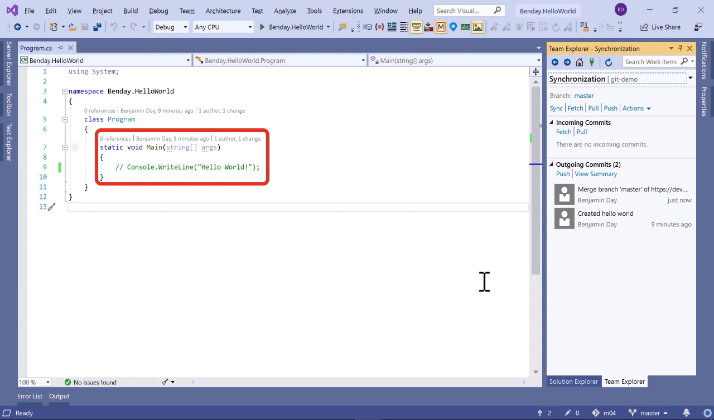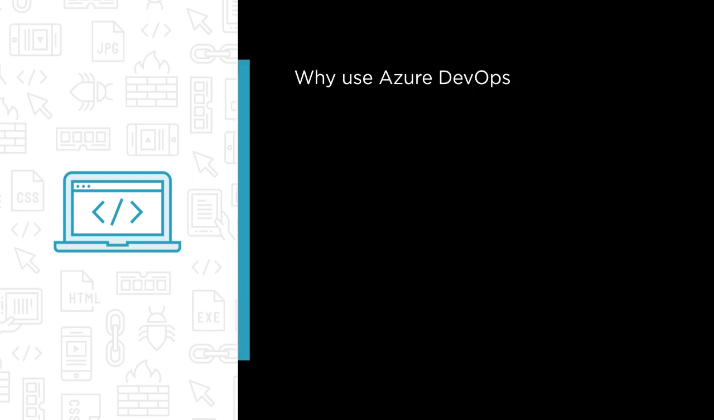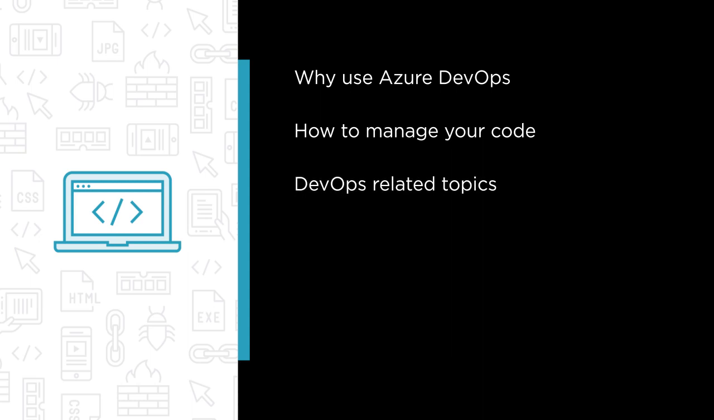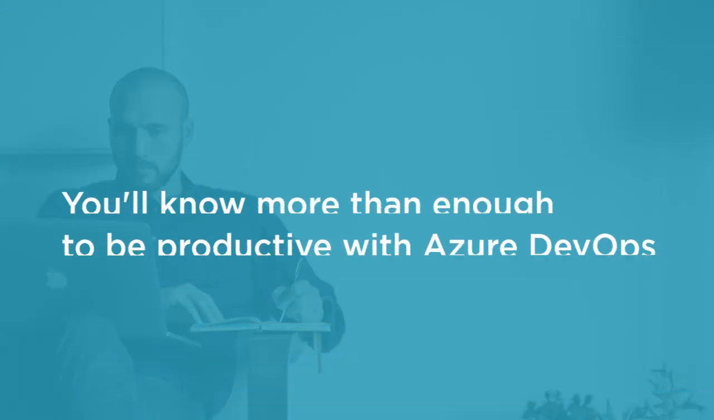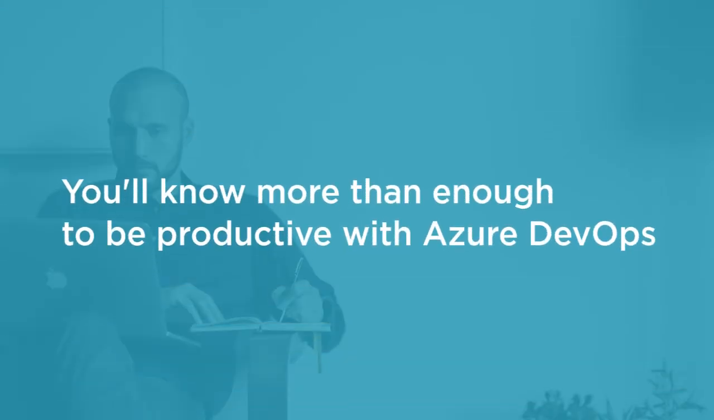This course is going to talk about how to get started with Azure DevOps. So some of the things we're going to talk about: why use Azure DevOps, how to manage your code with Azure DevOps using Git and TFVC, DevOps-related topics like automated builds and automated release deployments, how to use Azure DevOps to help streamline your QA effort and defect tracking, how to find, purchase, and install feature extensions and user licenses for Azure DevOps, and also how to migrate your existing stuff into Azure DevOps. By the end of this course, you'll know more than enough to be productive with Azure DevOps.